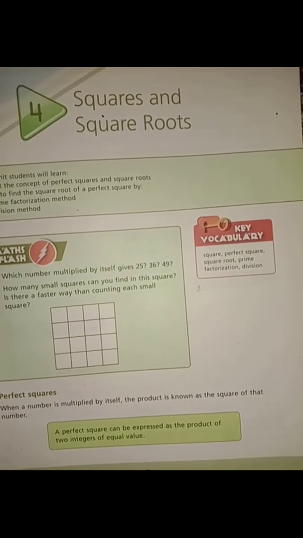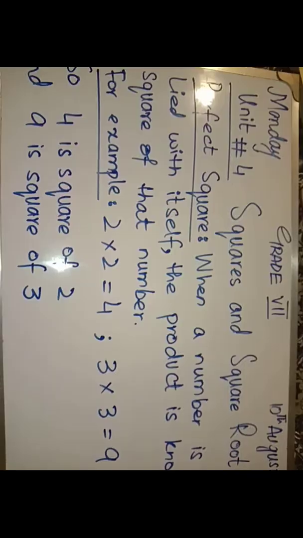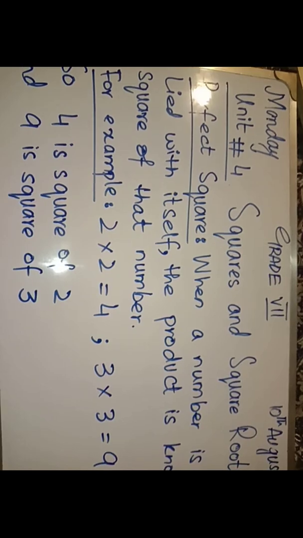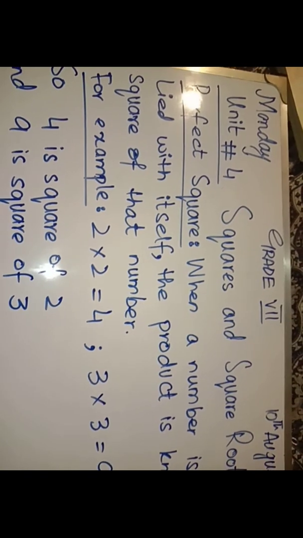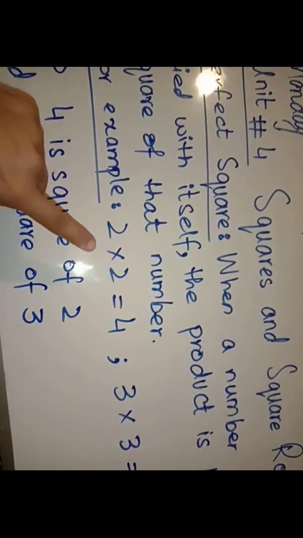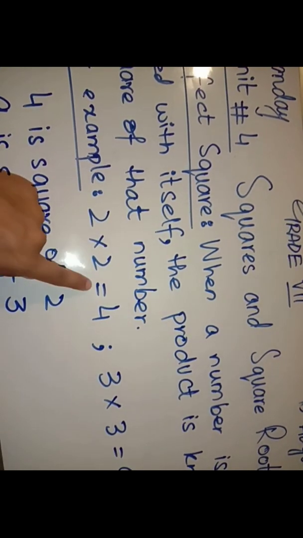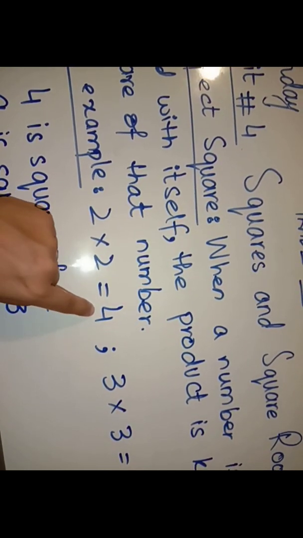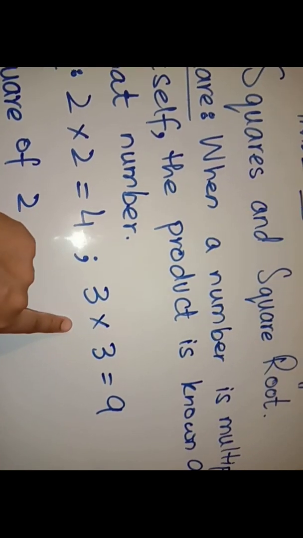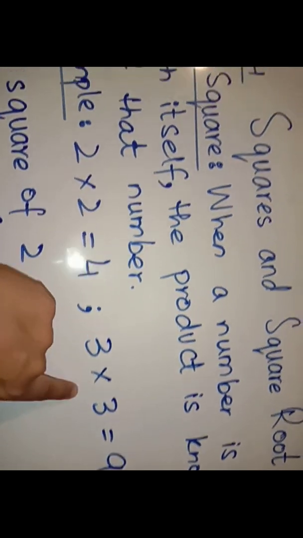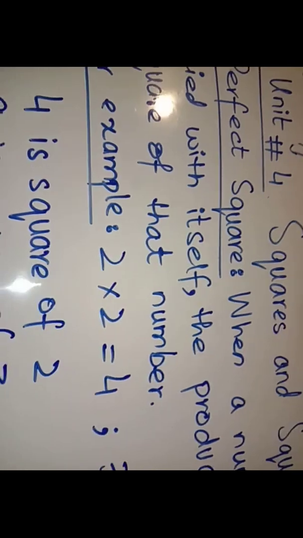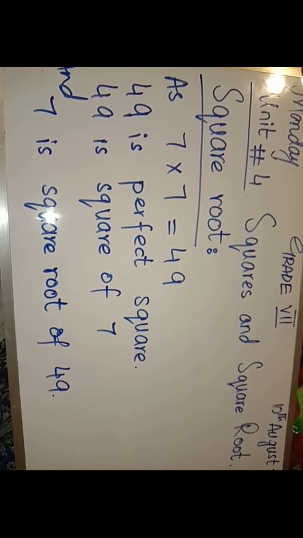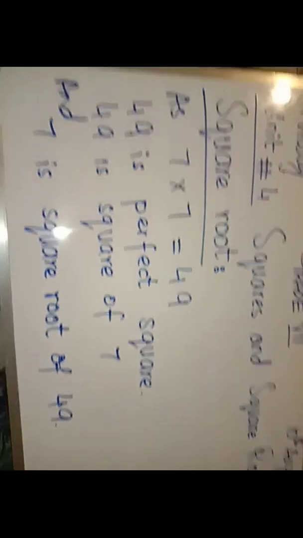So whenever we have a number multiplied with itself, it will become the square of that number. Now, what is perfect square? When a number is multiplied with itself, the product is known as square of that number. For example, whenever we multiply a number with the number itself, it will give us the square of that number. Means we can say that 4 is square of 2, and same in the case we can say that 9 is square of 3. So 4 is square of 2 and 9 is square of 3. Understand?